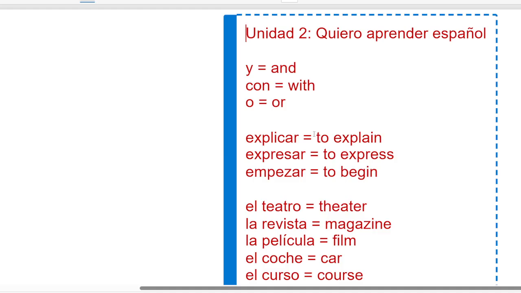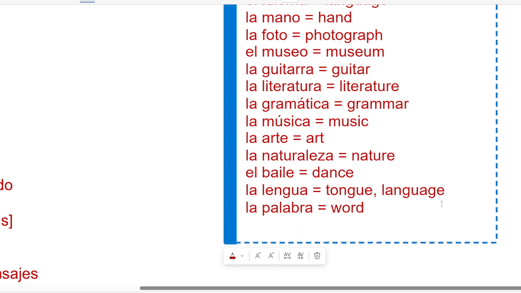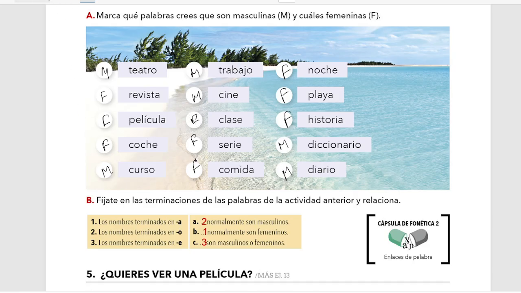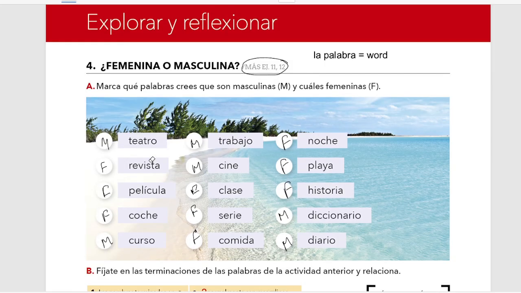Also include the word la palabra. La palabra is word. And here where we did idioma, comida, noche, I think, where was the word? I forgot. Okay, it might not be here. Película, coche, curso, trabajo, cine, playa, historia, noche. Okay, it might not be there. But idioma, you have to correct it. It is masculine.